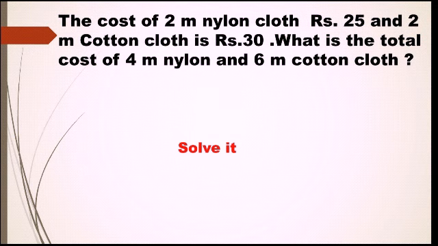The cost of 2 meter nylon cloth is rupees 25 and 2 meter cotton cloth is rupees 30. What is the total cost of 4 meter nylon and 6 meter cotton cloth altogether? You have to find the total cost of 4 meter nylon and 6 meter cotton cloth. So very easy question, you can understand easily what you have to do. So write the statement and answer in the comment section.